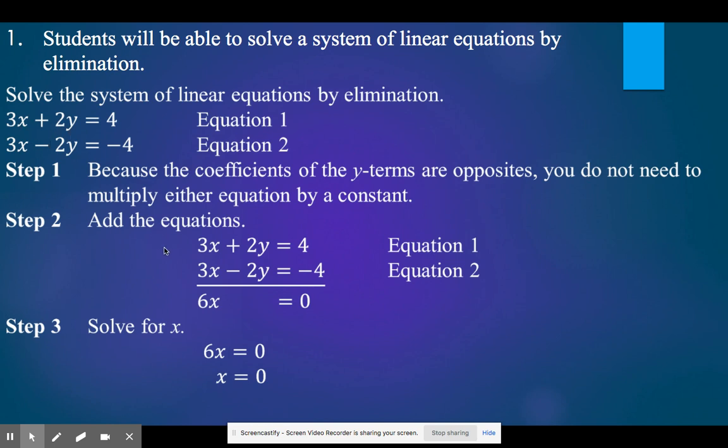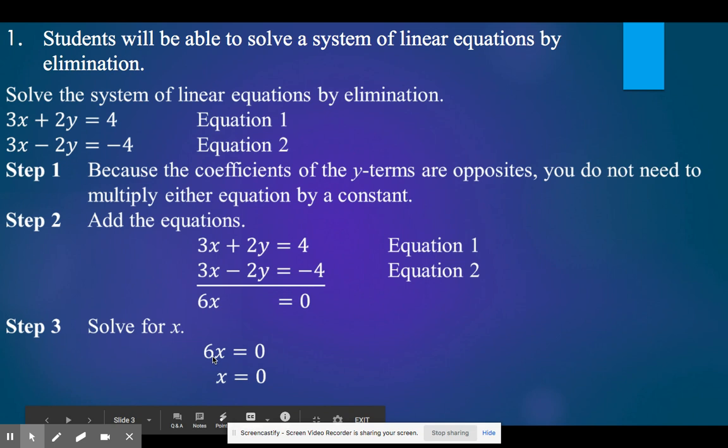And so we are going to go ahead and add our equations together, because if we add, we are going to eliminate our y's, hence the elimination process. We're trying to eliminate a variable. So let's go through this. 3x plus 3x is 6x. Positive 2y plus negative 2y is 0, which is why it's gone. And 4 plus negative 4 is 0 as well. And so now we're at 6x equals 0, and we're one step closer to solving for one of our variables.